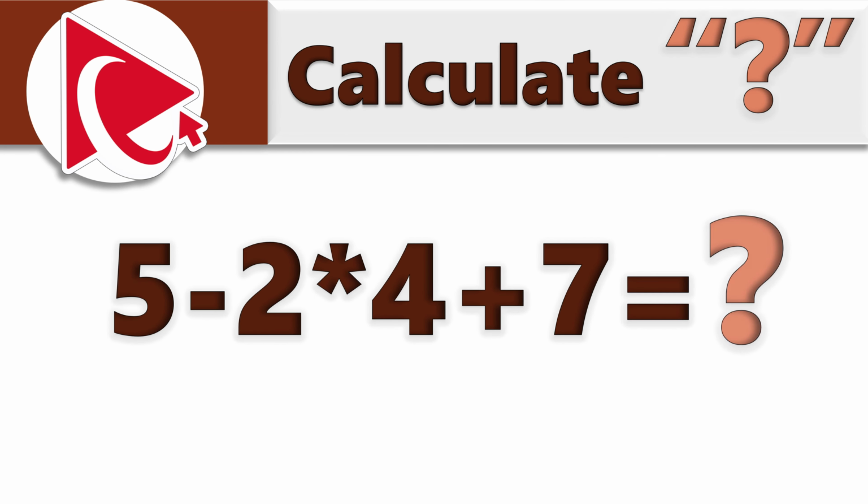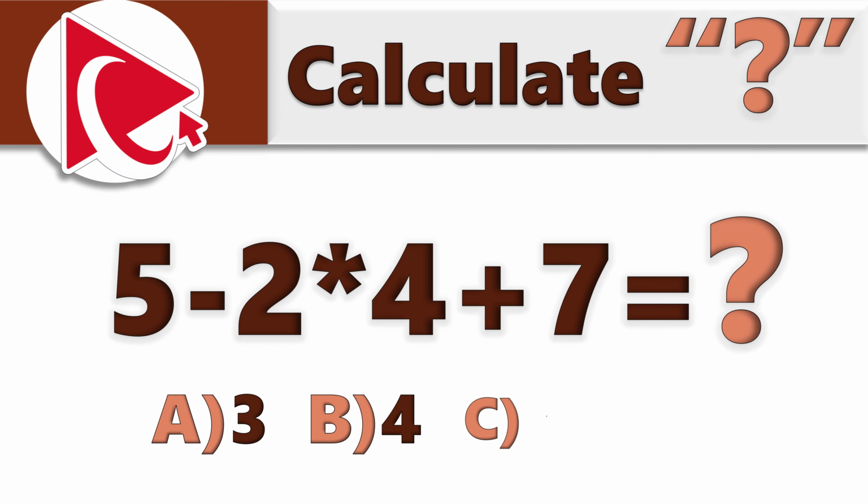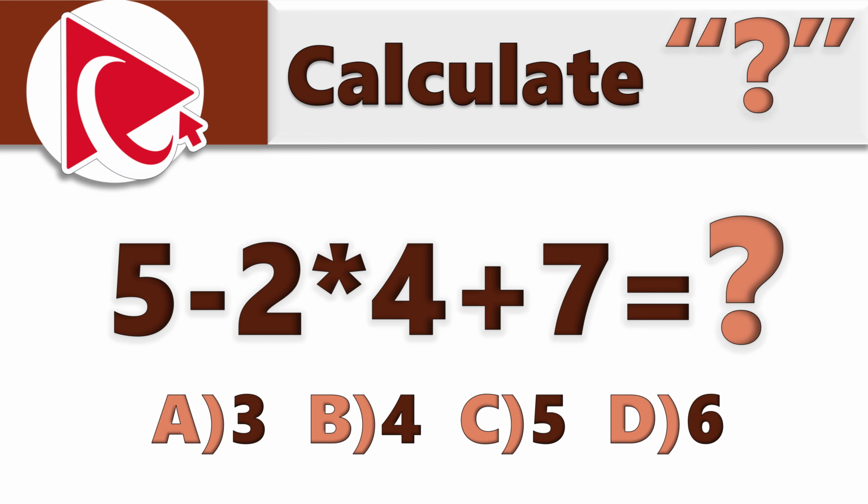You need to calculate the end result of this very interesting expression: 5 minus 2 multiplied by 4 plus 7 equals. You need to select your answer out of 4 choices. Choice A, 3, choice B, 4, choice C, 5, and last but not least, choice D, 6.